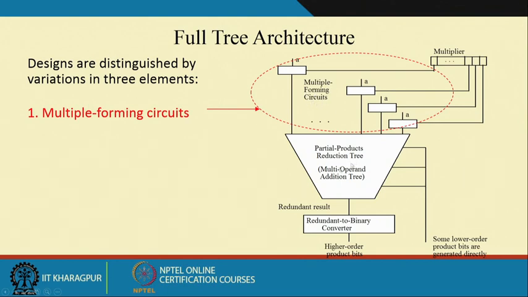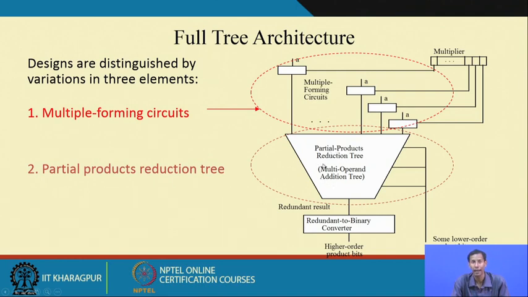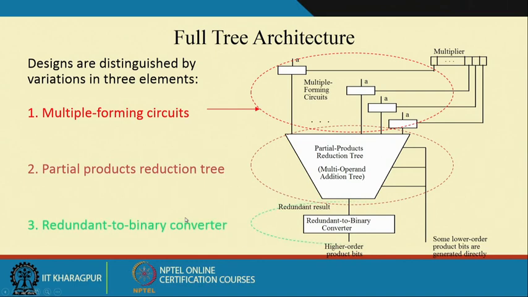Then the next part is this partial products reduction tree. After generating the partial products, what do I have to do? I have to add those partial products. While we add those, I can use this binary tree, that means an addition tree, to reduce the corresponding delay. And the third one is the redundant to binary converter, which is the final output generation unit.